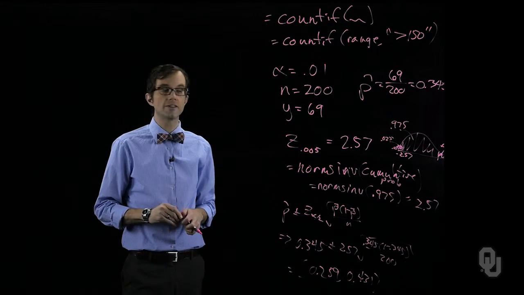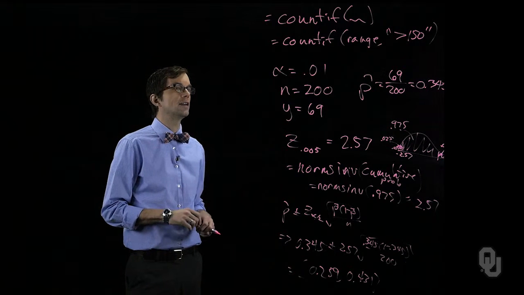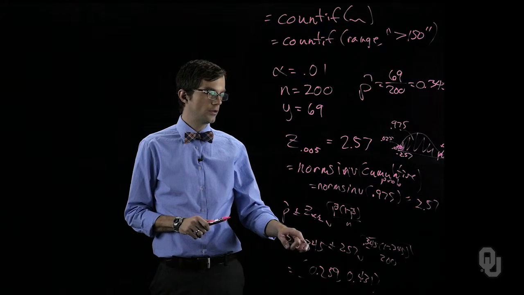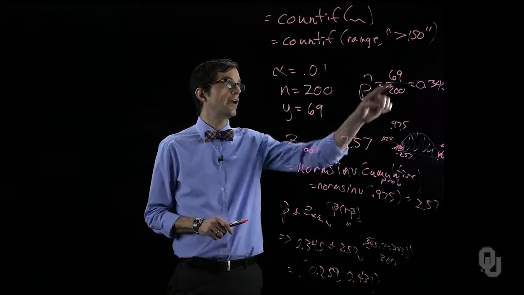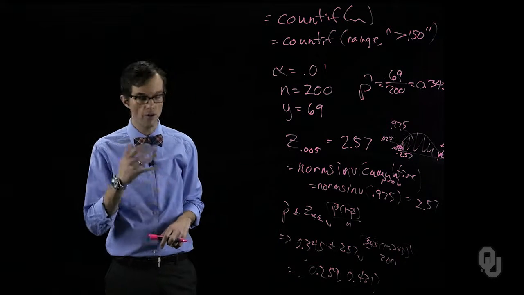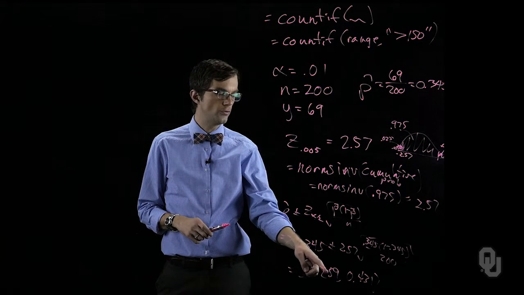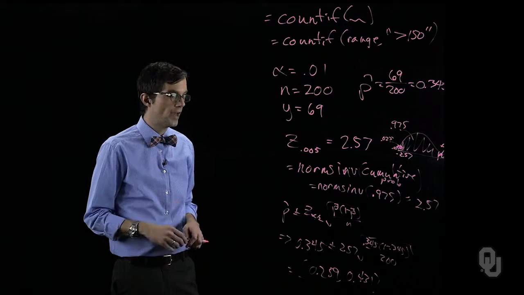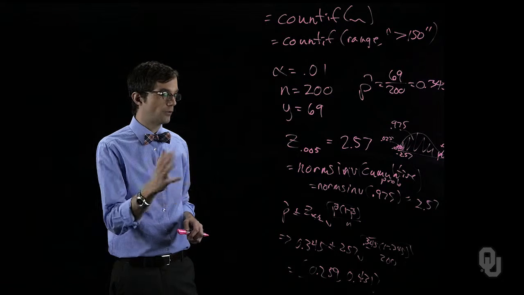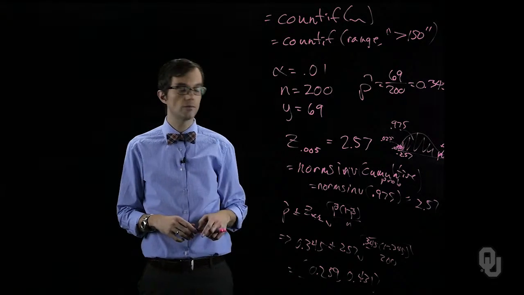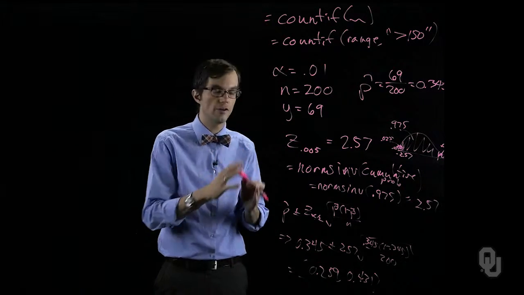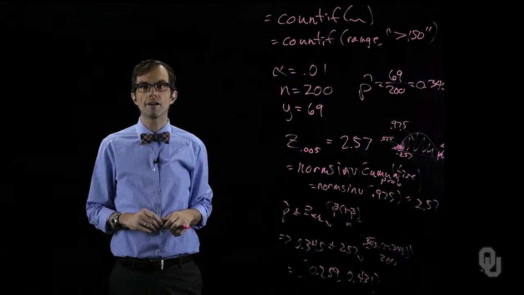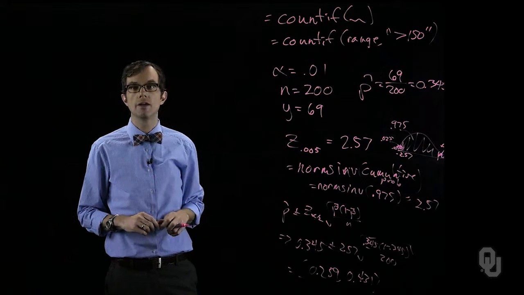So what does that say? That says that the 99% confidence interval for the proportion of customers who wait longer than 150 seconds, 2.5 minutes, is between 0.259 and 0.431. Another way to say that is between around 26% of customers and 43% of customers wait longer than 150 seconds, with 99% confidence.